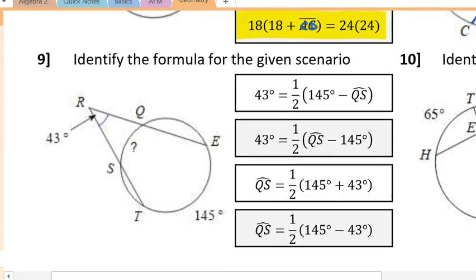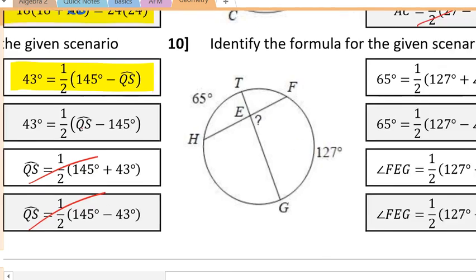Number 9 is, once again, we're looking for an arc length, from a given angle measure outside of our circle. So we're looking for the angle measure of 43 degrees. That's the angle measure, so these two are out. How is this angle measure related to these two arcs? Well, we're not going to add them together. We're going to subtract. And notice here we are subtracting in both. But how do I go about subtracting this? Well, we subtract the bigger arc minus the smaller arc, which in this case the bigger arc is 145 and the smaller arc is QS. So we would choose option number 1.